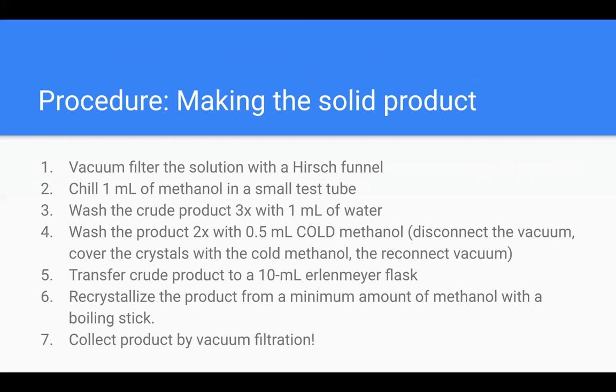So we're going to vacuum filter the solution with a Hirsch funnel. We're going to chill 1 milliliter of methanol in a small test tube. We're then going to wash the crude product 3 times with 1 milliliter of water. We're going to wash the product 2 times with half a milliliter of cold methanol. It's important to disconnect the vacuum, cover the crystals with the cold methanol, and then reconnect the vacuum.